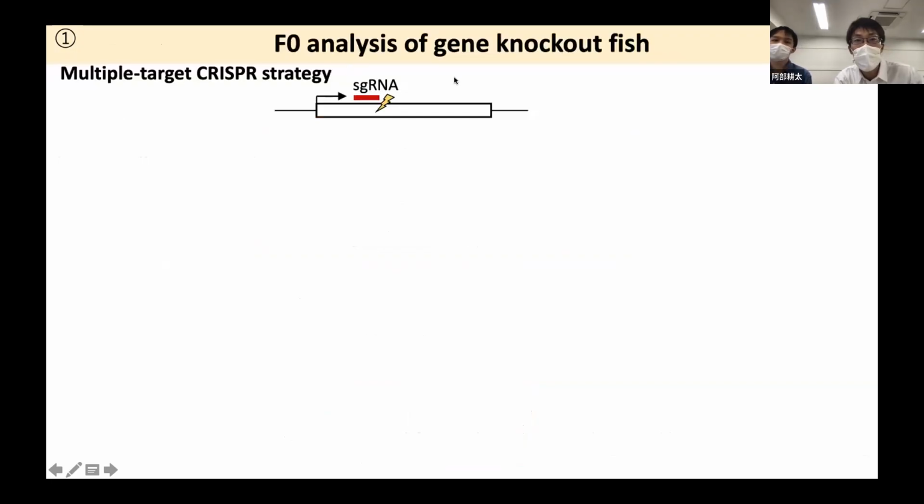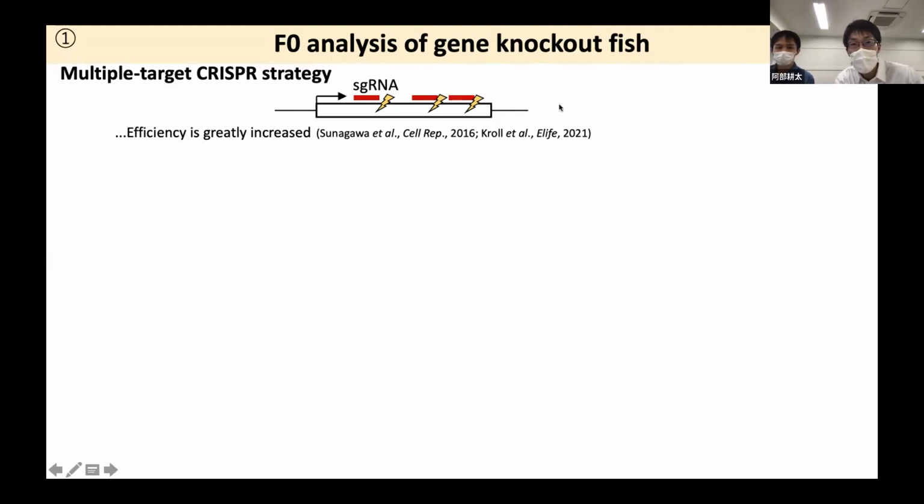So for this, we applied F0 analysis of gene knockout fish into killifish. And we focused on a multiple target CRISPR strategy. As you know, the CRISPR-Cas9 system is a very useful genetic manipulation technology, and the CRISPR system uses small guide RNA, sgRNA, inside the target gene. And in this strategy, by using not only a single but multiple sgRNAs, the efficiency of the gene knockout is greatly increased. This strategy is reported in mouse and zebrafish. And so now we tried to apply this strategy into killifish for the first time.